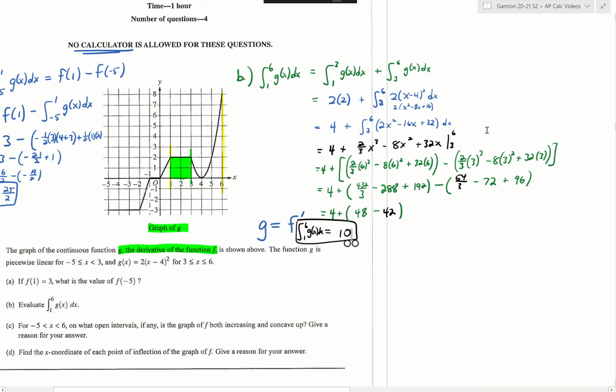And again, I think I would have made my life a little bit easier had I just left this 2 and pulled it in front instead of multiplying it through. You just don't always see everything at the very beginning.